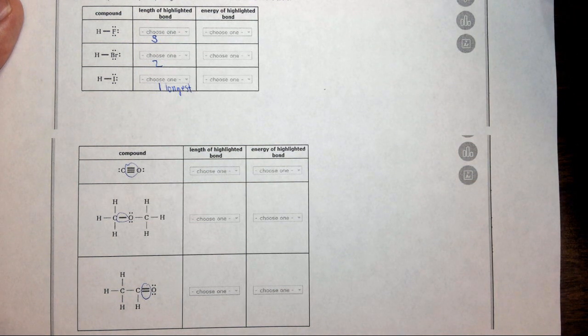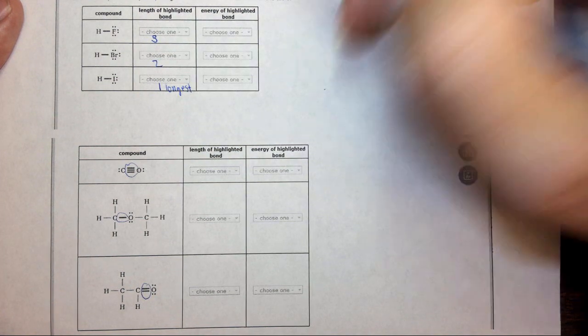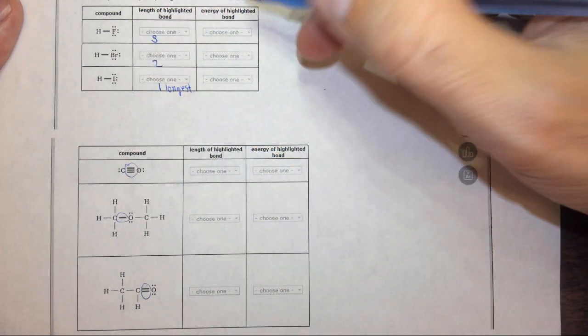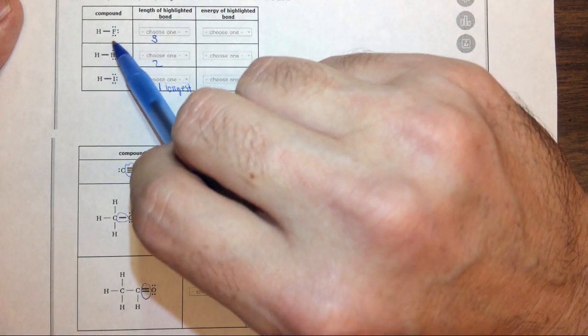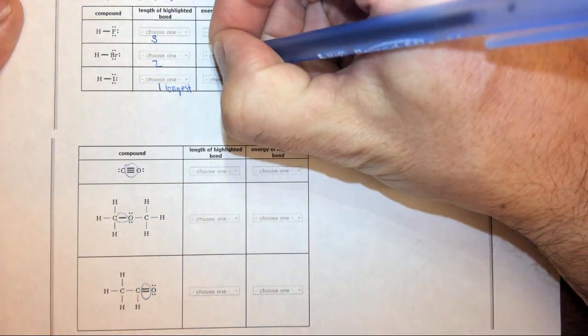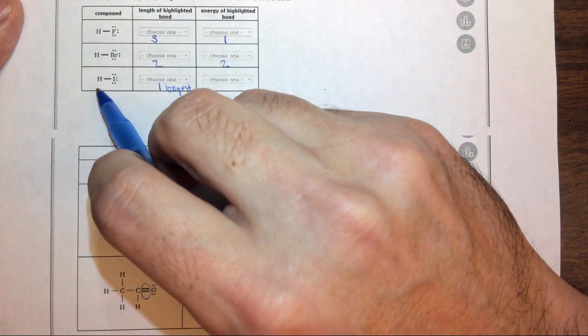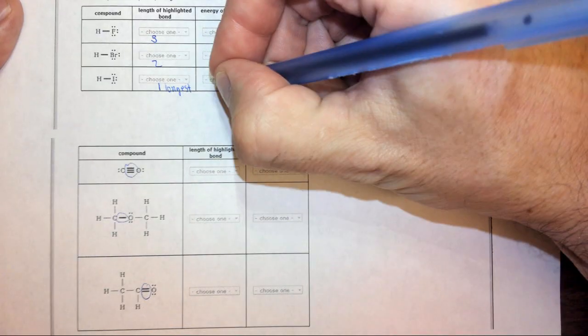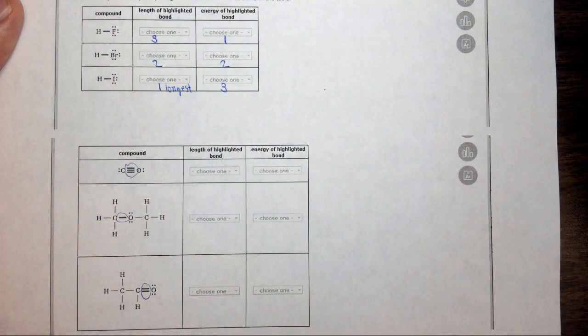The shorter the bond, the higher the energy of the bond. So the bond energy is going to be exactly the opposite. Since HF is the shortest bond, it's the highest energy. HBr is second, so it's the second in energy, and HI is the longest bond, therefore it's the lowest in energy. So they're exact opposites.